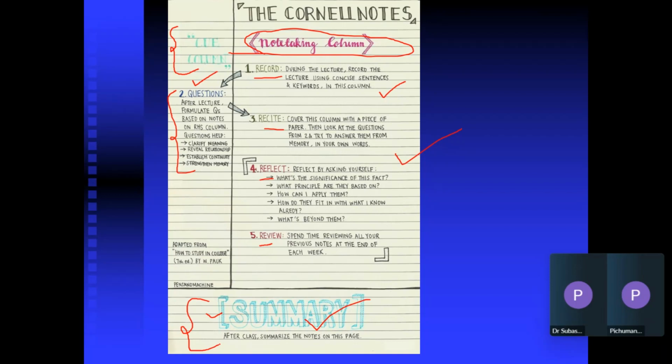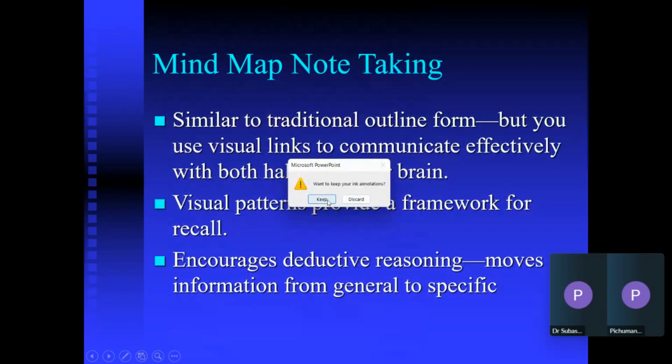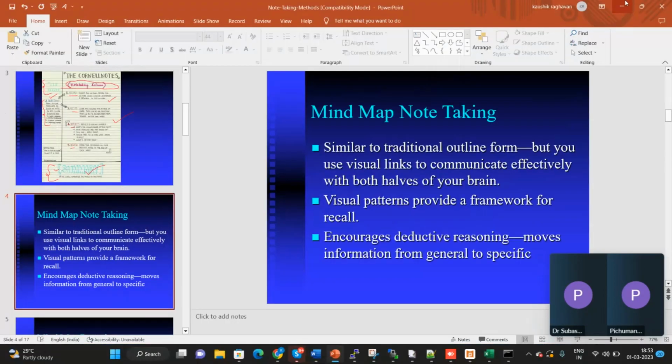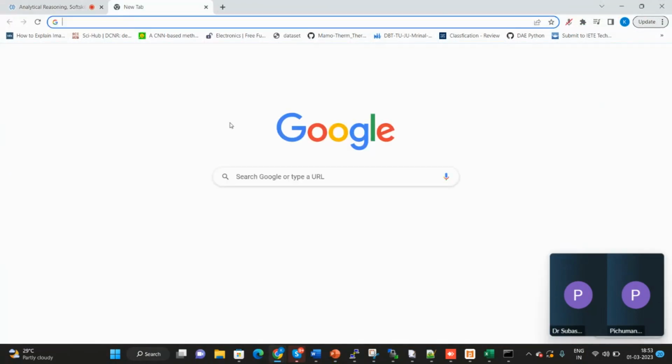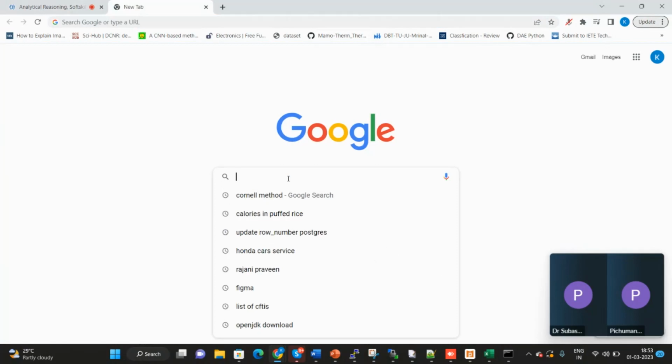Okay, so now I need a volunteer who can help me inculcate Cornell's method to everyone in the class. Who wants to volunteer? I will just pick up a small reading material from which we will do the notes.